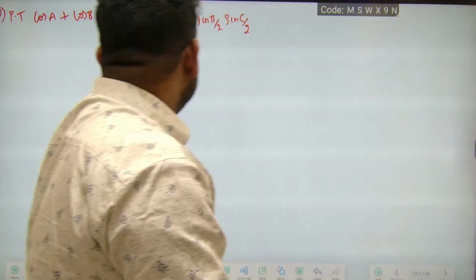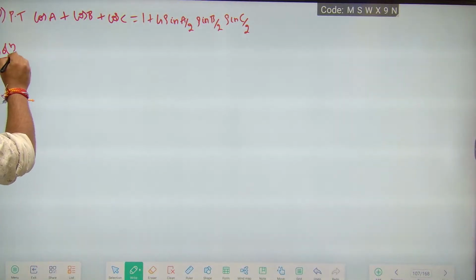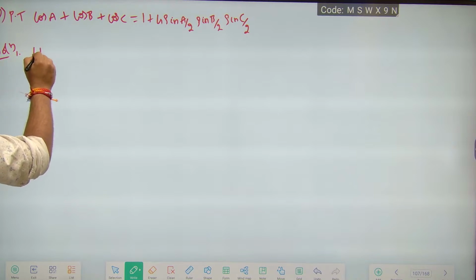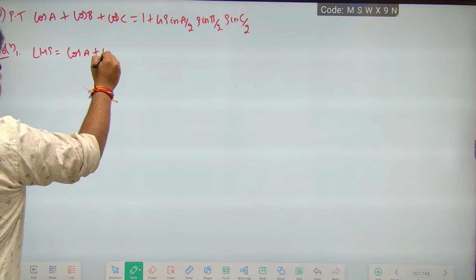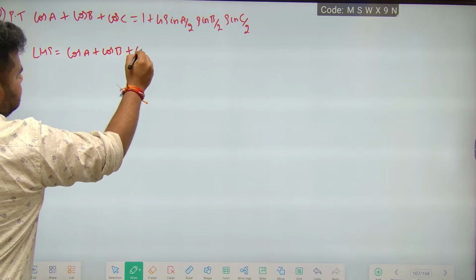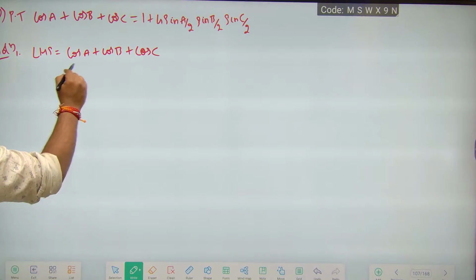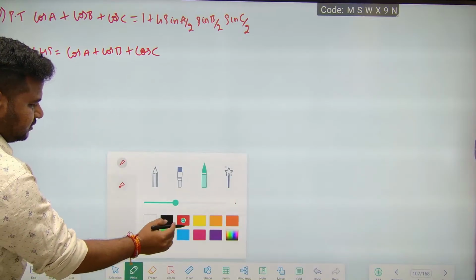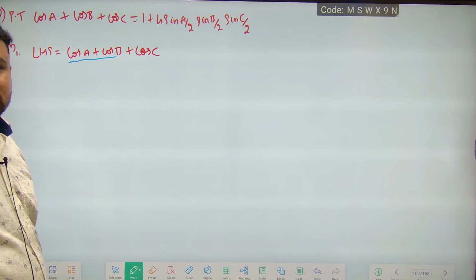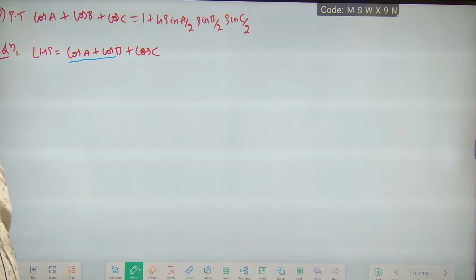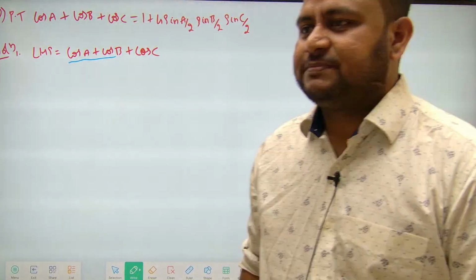Okay, see here. Now let us take LHS. LHS is equal to what we are having. Write down correctly: cos A plus cos B plus cos C. Now see here, cos A plus cos B. These are of the form cos C plus cos D. Cos C plus cos D is what, friends? 2 cos (C plus D) by 2 cos (C minus D) by 2.